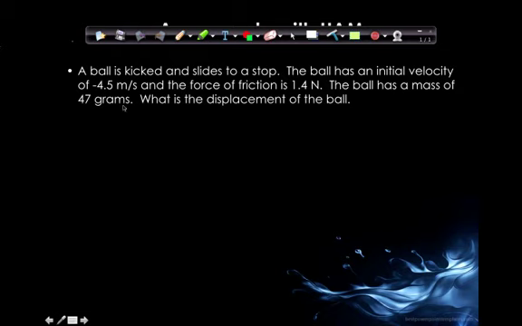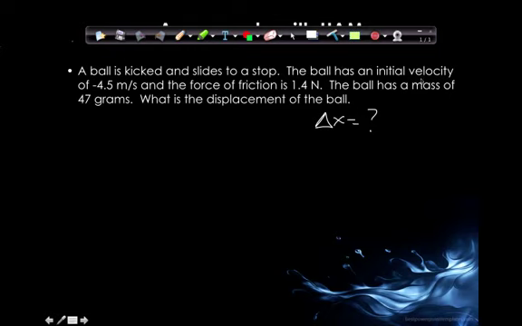So really what we're looking for here is displacement. If you remember, displacement is delta x. This is one of those variables that we've been looking at in our motion unit. Okay, so let's see what else the problem tells me.